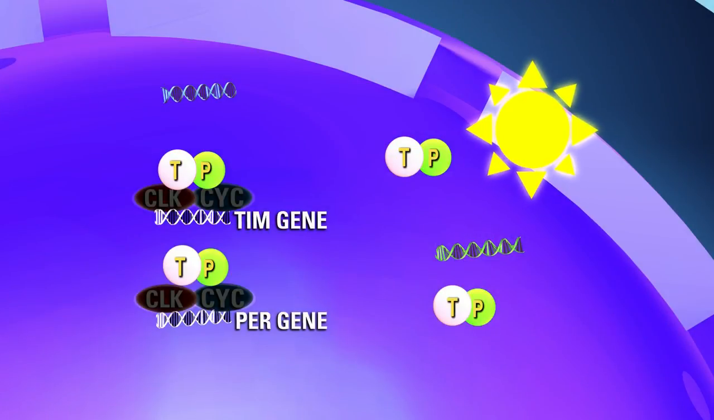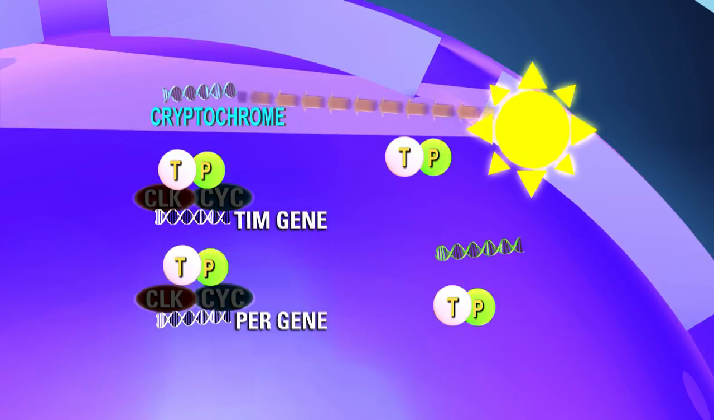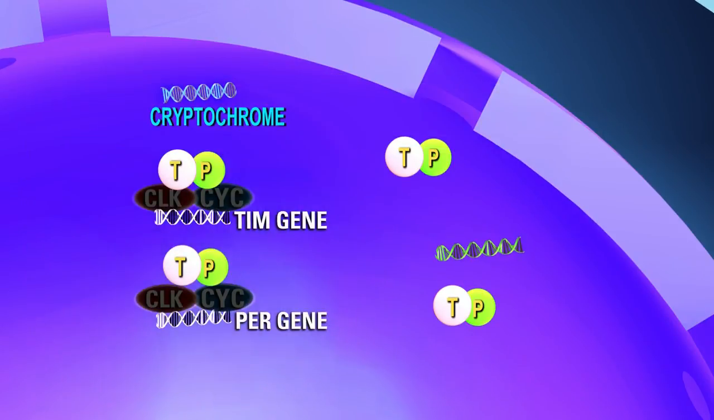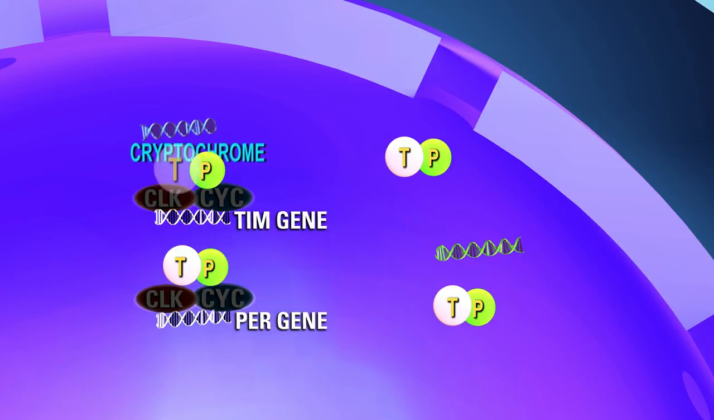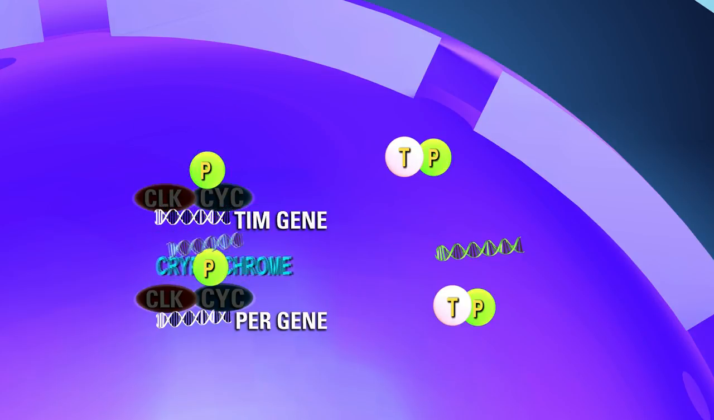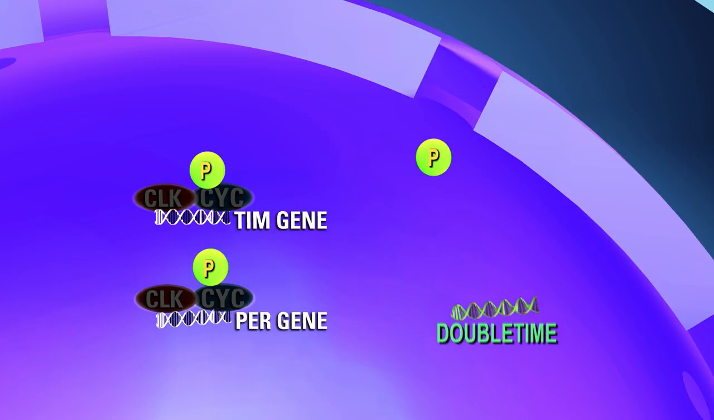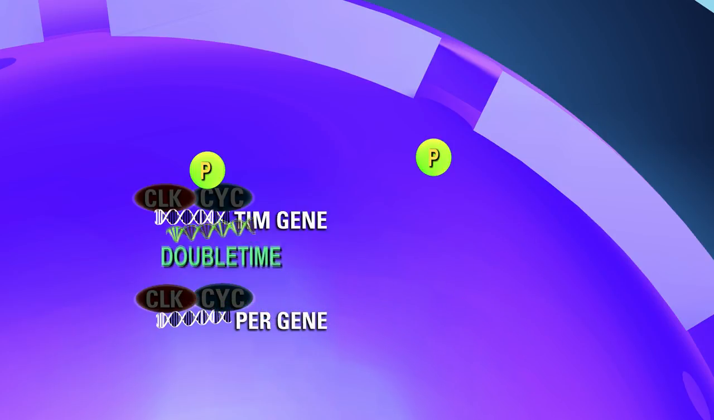Morning light, though, causes the timeless protein to be degraded. The gene cryptochrome found at Brandeis is responsible. Cryptochrome absorbs light, gets altered, touches timeless, that causes timeless to be degraded very rapidly. Without the protection of timeless, the period protein is vulnerable and eliminated by double time, a gene discovered by the Young lab.